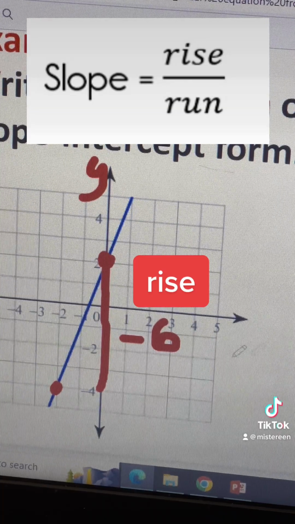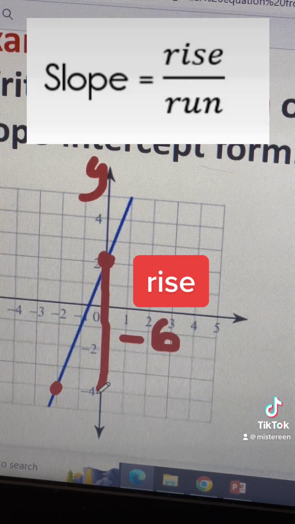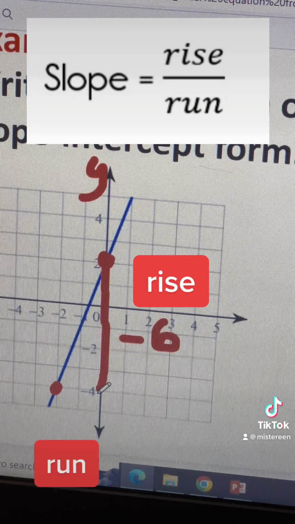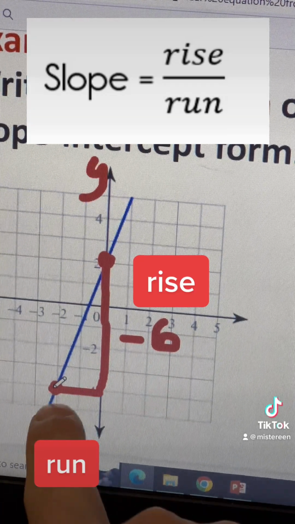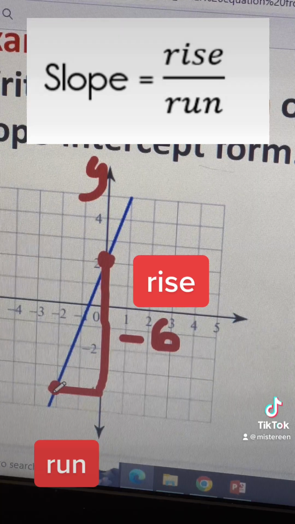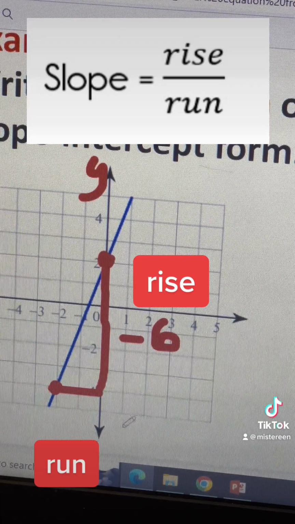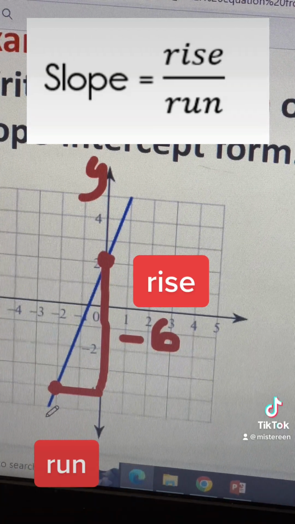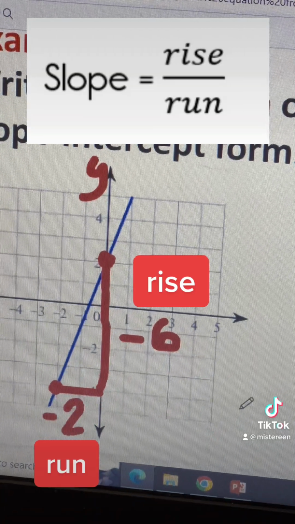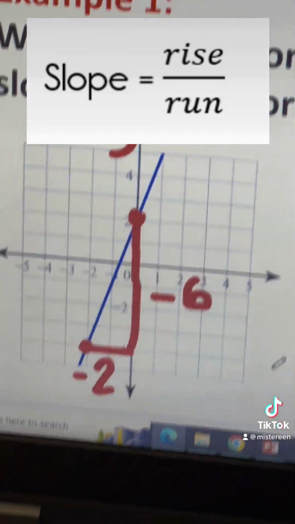And then from there, after rising, we need to do a run to the left. So from here, I'll run to the left, and now I have reached this second point. Remember, to the left means negative. So just count 1, 2. That means this number here is negative 2. Right, that's using the rise over run.